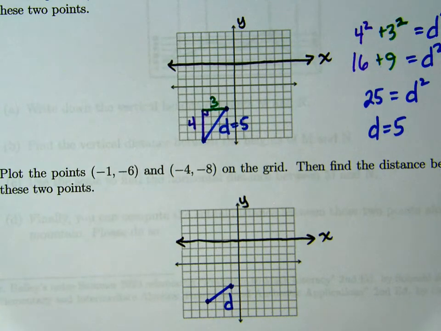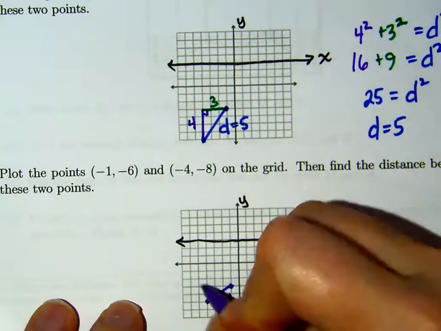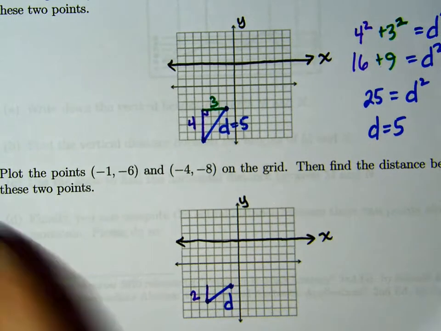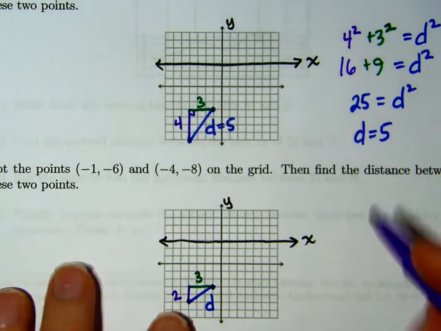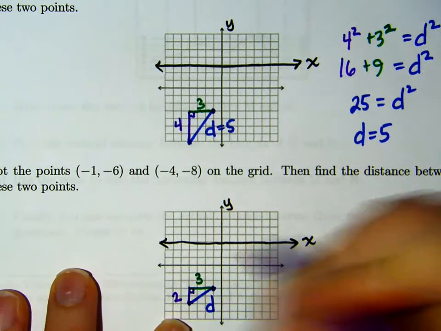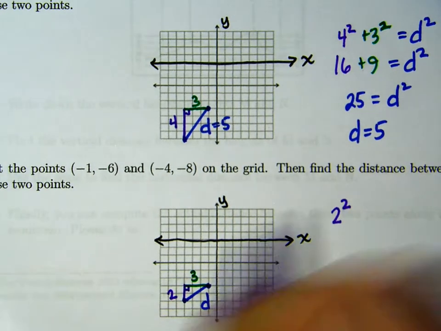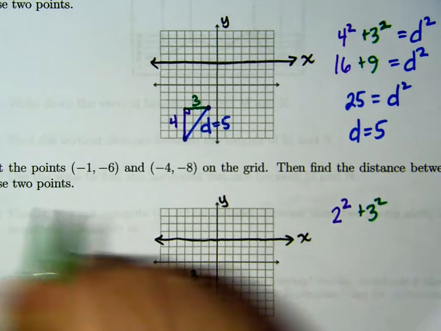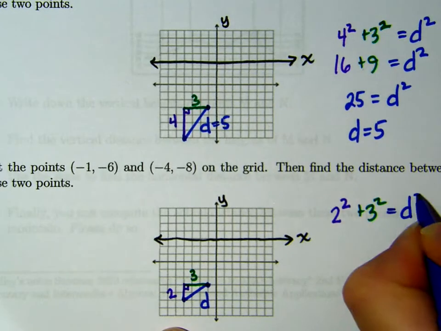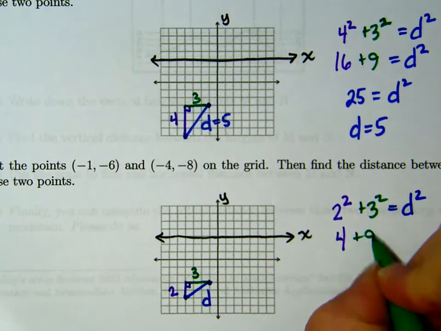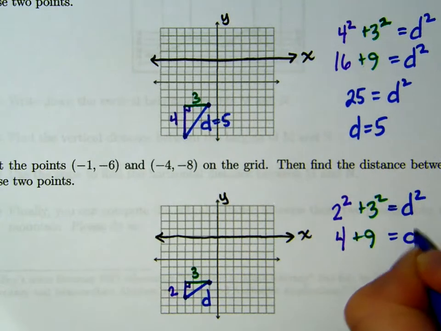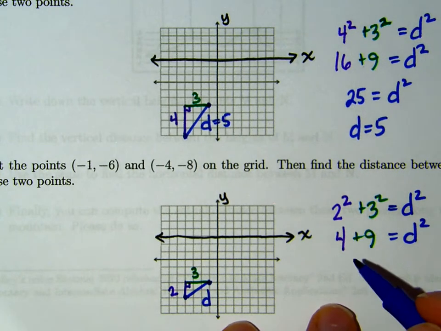I'm going to build a right triangle all over again. Here we go. The height of this is 2 units. The base of this is 3 units. So now all of a sudden, the 2 shorter sides are 2 squared plus 3 squared equals d squared. Right on. 2 squared is 4. 3 squared is 9. And that is equal to d squared. 4 plus 9 makes 13.